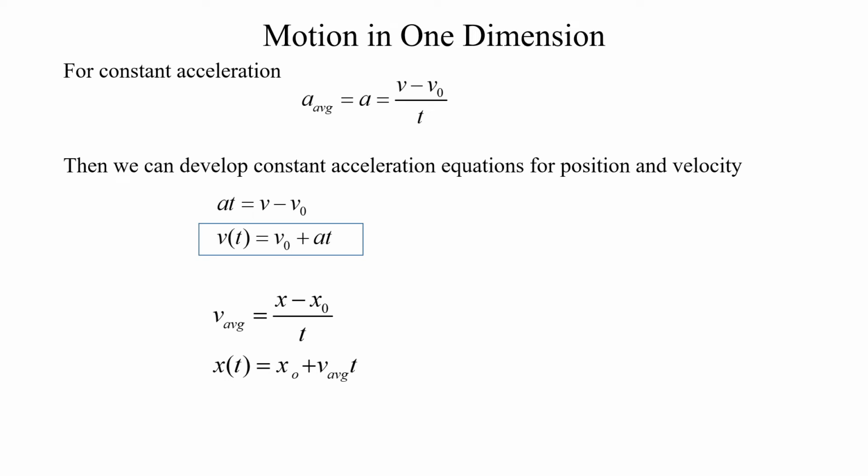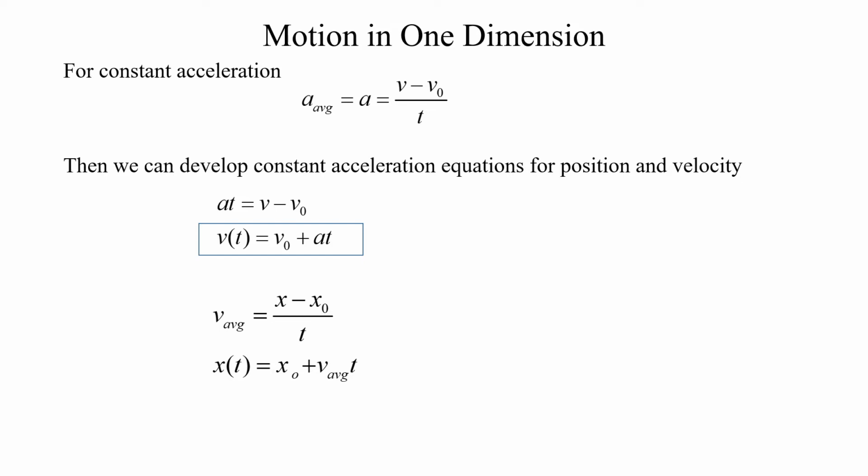If we have constant acceleration, then our average acceleration is equal to our instantaneous acceleration. And then in that case, we can develop constant acceleration equations for our position and velocity as functions of time. So I take a equals v minus v naught over t, solve for v, and we get v as a function of time equals v naught plus at. So now we have velocity as a function of time for constant acceleration.